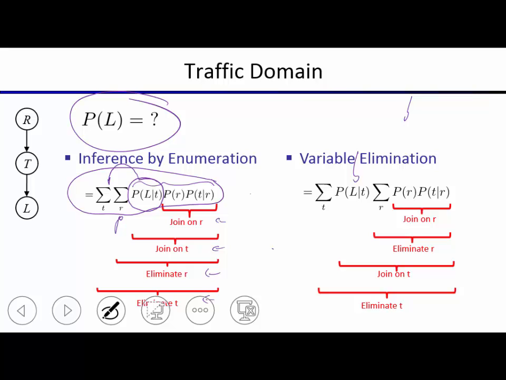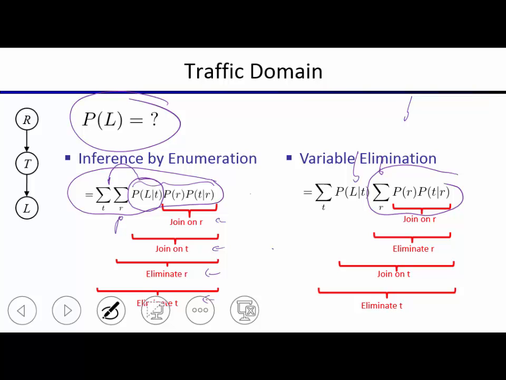Once we do that, here we have a summation over R, and behind it, all the factors that have R participate in it. We do the join on all the factors that have R participate in it. Then we can do the summation over R. And then we can move on to do a join on the next variable, which is T, and sum over T.